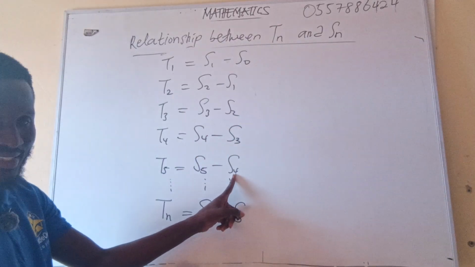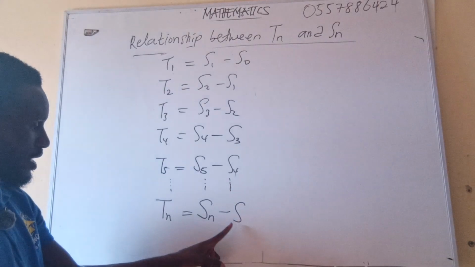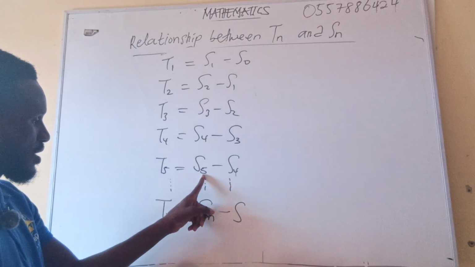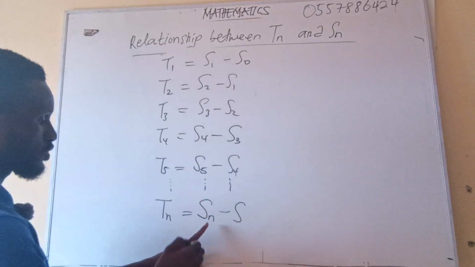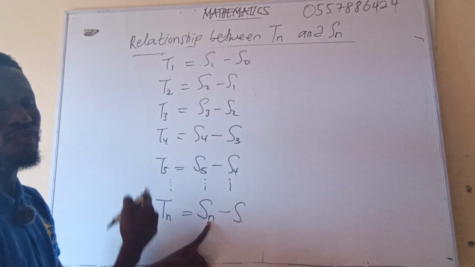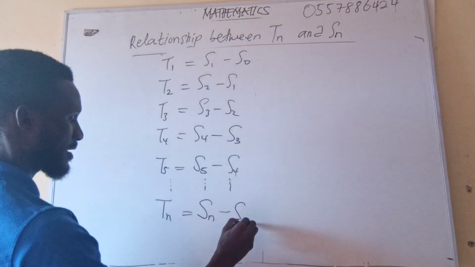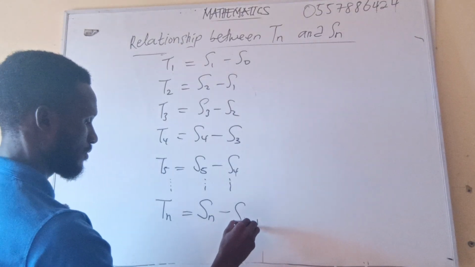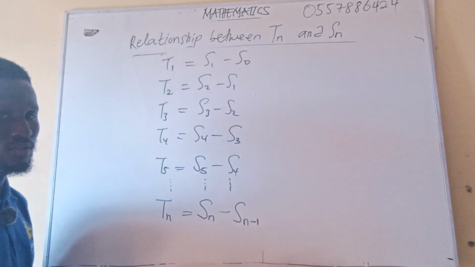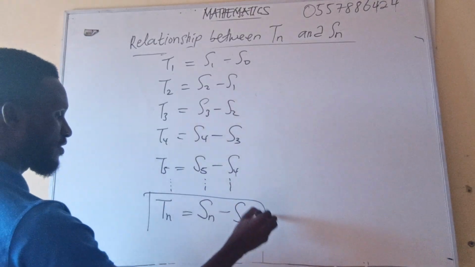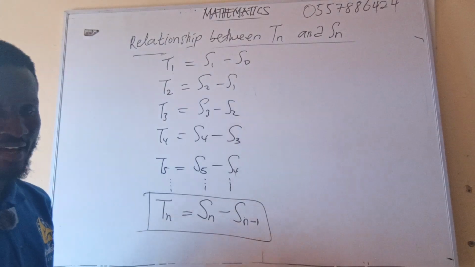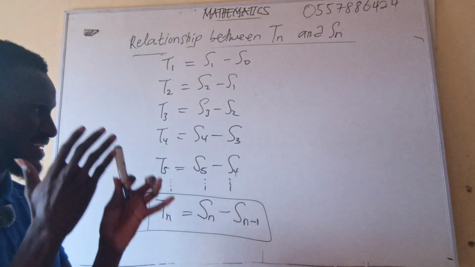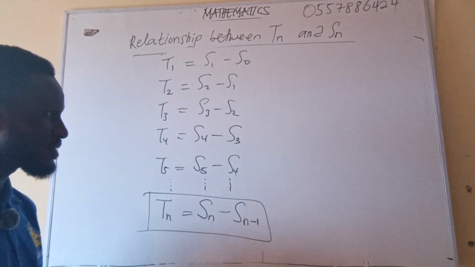Then how do we get the 4 here? In terms of this one, it means I need to subtract 1 from here. When you subtract 1 from 5, you get 4. So it means I need to subtract 1 from the n. So here will be n minus 1. And this one becomes the general formula, or the general difference between the nth term and the sum of the n terms. I hope it's simple.